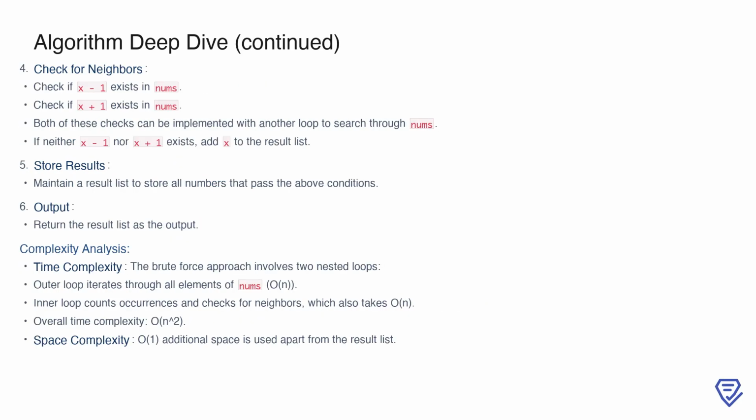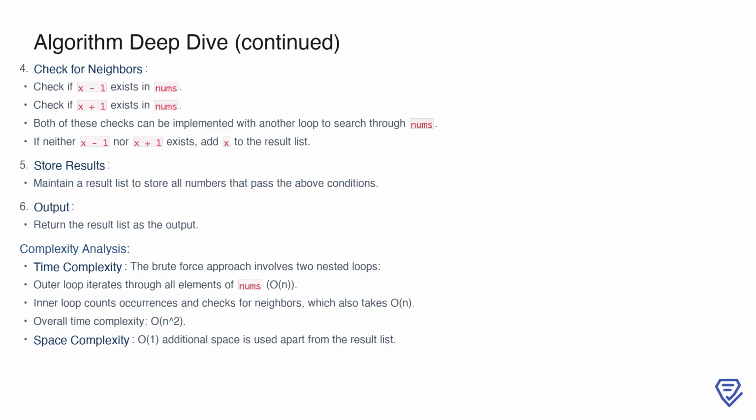Once we verify that an element appears exactly once, we then check its neighbors. Specifically, we need to confirm that neither x minus 1 nor x plus 1 exists in the array. To do this, we can use a loop to search for these neighbors. If we find that both neighbors are absent, it means the element is isolated and satisfies the conditions to be considered a lonely number. At this point, we add the element to our result list. After processing all the elements in the array, we return the result list as the final output.